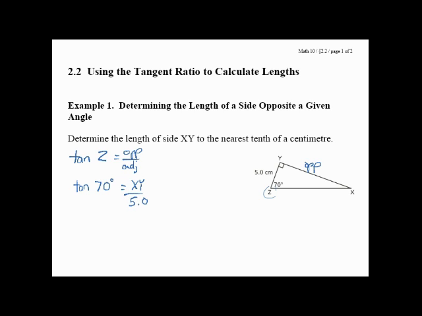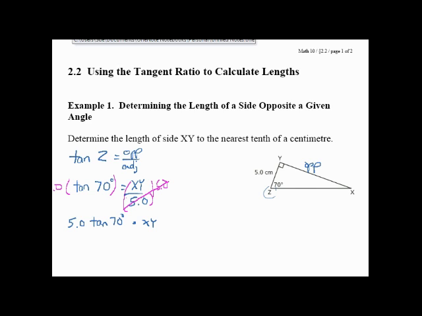is 5.0. And then we need to do a little algebra, so we need to multiply this side by 5.0 and multiply this side by 5.0. These ones cancel out, and we are left with 5.0 times tan 70 degrees equals xy. Now, just a word about notation. We don't need to put a times in between the 5.0 and the tan.